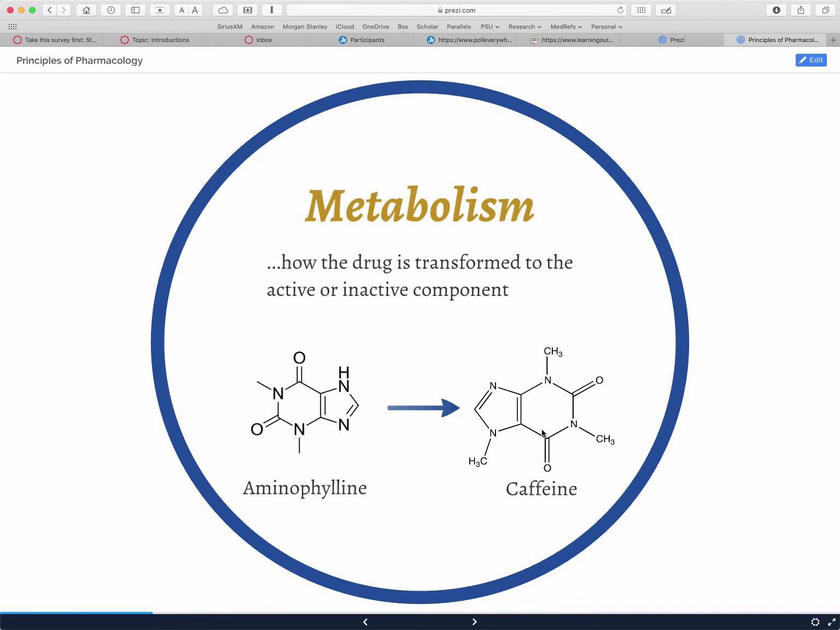So we go the backdoor method, and we use aminophylline, which we know and we can predict how much of it gets converted to caffeine, and that's the active metabolite. Okay, so some drugs get metabolized and disappear, right? The liver does a lot of that.